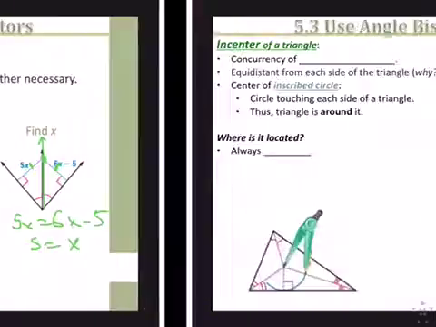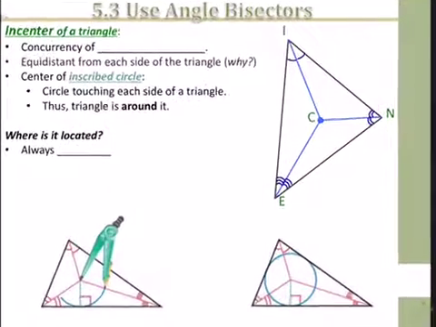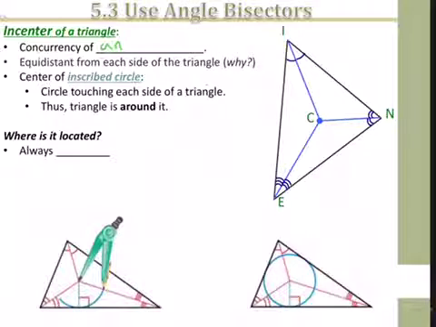Let's go to page 3. Okay. The incenter of a triangle. It is the concurrency of, ready for this if you couldn't figure it out, angle bisectors. That's what we're talking about this section, so that shouldn't be a surprise to us. It is equidistant from each side of the triangle.